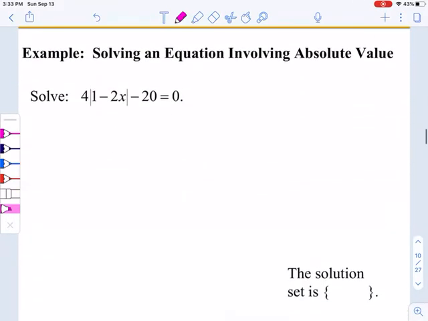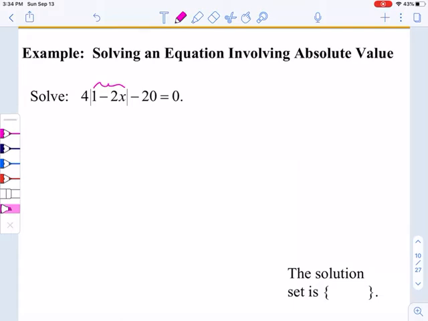So, solving an equation involving absolute value. It says to solve 4 times the absolute value of 1 minus 2x, minus 20, is equal to 0. Now our goal is to figure out what is going to be inside of these absolute value bars. We need to isolate our absolute value bars first. That means everything from the outside has to go away. What do I get rid of first? The 4 or the 20?